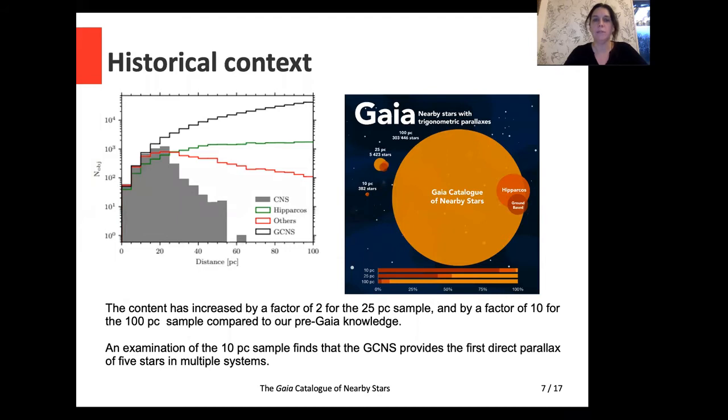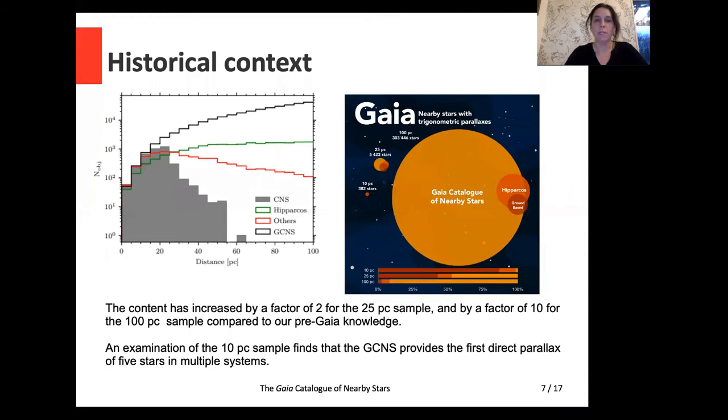Another quality assurance test is to see how the catalog compares to the historical compilation of nearby stars. The figure on the left shows the number of stars in log scale as a function of distance in the GCNS compared to previous compilations. The catalog of nearby stars, CNS, was a large effort from last century to get a complete census up to 25 parsec. The ESA Hipparcos mission has largely contributed in completing the census at large distances.